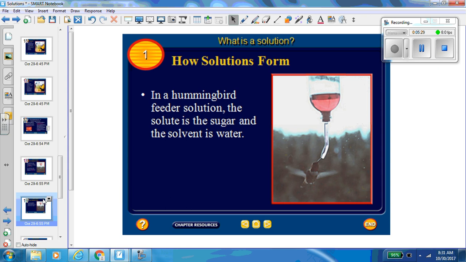In a hummingbird feeder solution, the solute is the sugar and the solvent is water. So in this one, you have a mixture we would just call sugar water. Okay, so the sugar is being dissolved in the water. So sugar is the solute, water is the solvent.